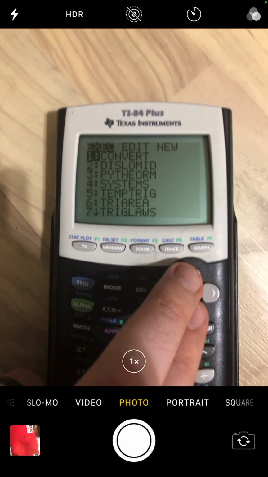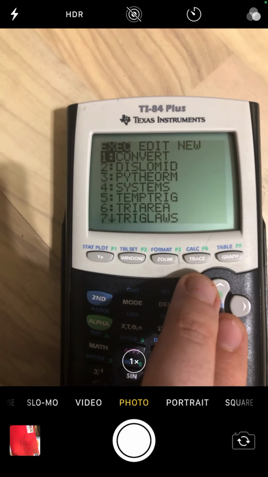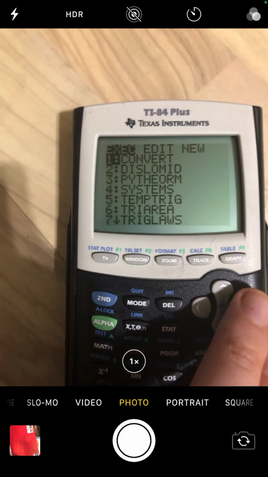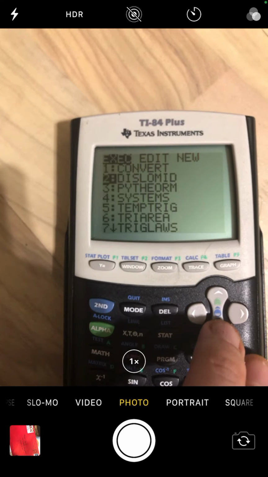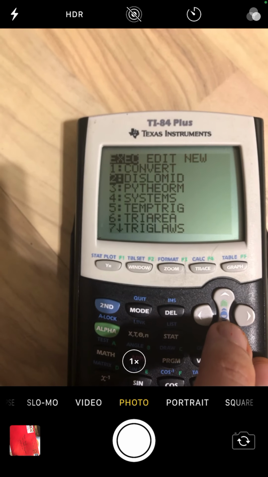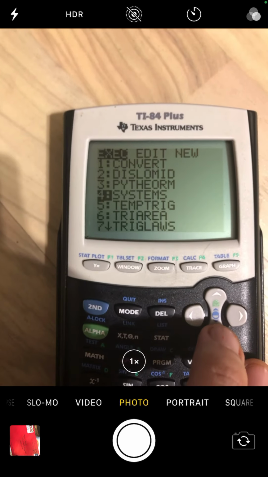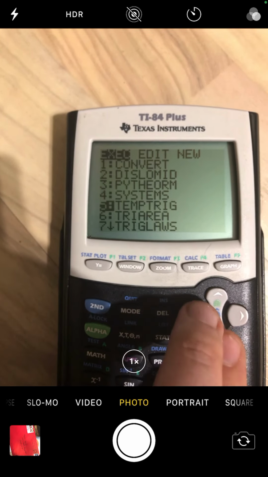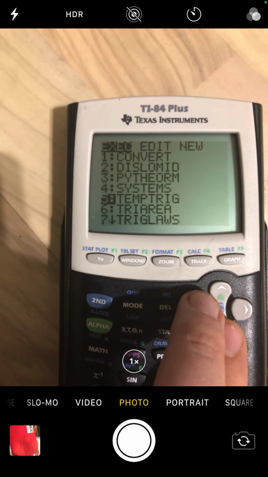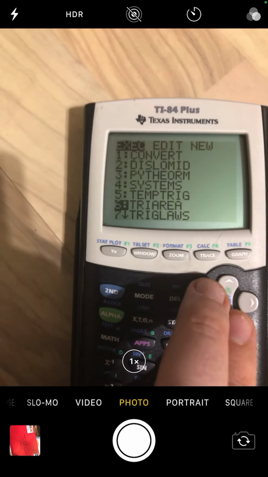Okay, so let's go ahead and take a look at it. I've got some other programs in here too. Let me know in the description below if any of these look good. This one converts a couple of units that are not normally known, like radians to degrees and degrees to radians pretty easily, and also Fahrenheit and Celsius, just a couple little side things. Distance, slope, and midpoint of any 2 points. Pythagorean theorem, self-explanatory. Systems of equations: this one solves a system of 2 by 2 or 3 by 3, meaning 2 equations, 2 variables. Temp trig, I created as a little mini version to insert into this one, trig laws. This one's tri-area, which finds the triangle's area.